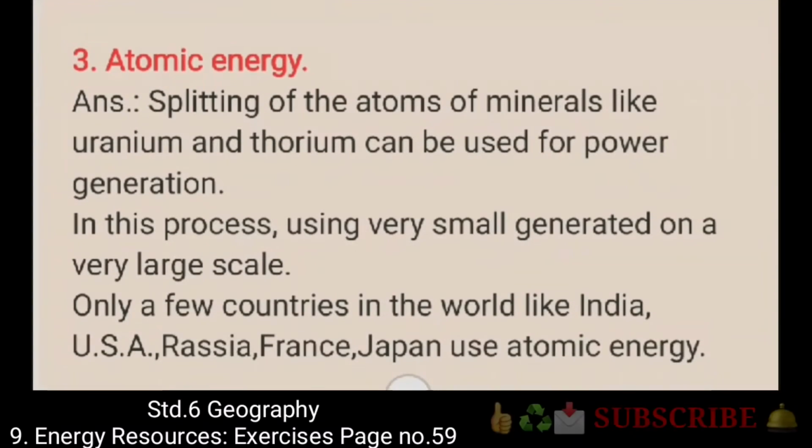Third, atomic energy. The answer is, splitting of the atoms of minerals like uranium and thorium can be used for power generation. In this process, using very small amounts, power is generated on a very large scale. Only a few countries in the world like India, United States of America, Russia, France, Japan use atomic energy.